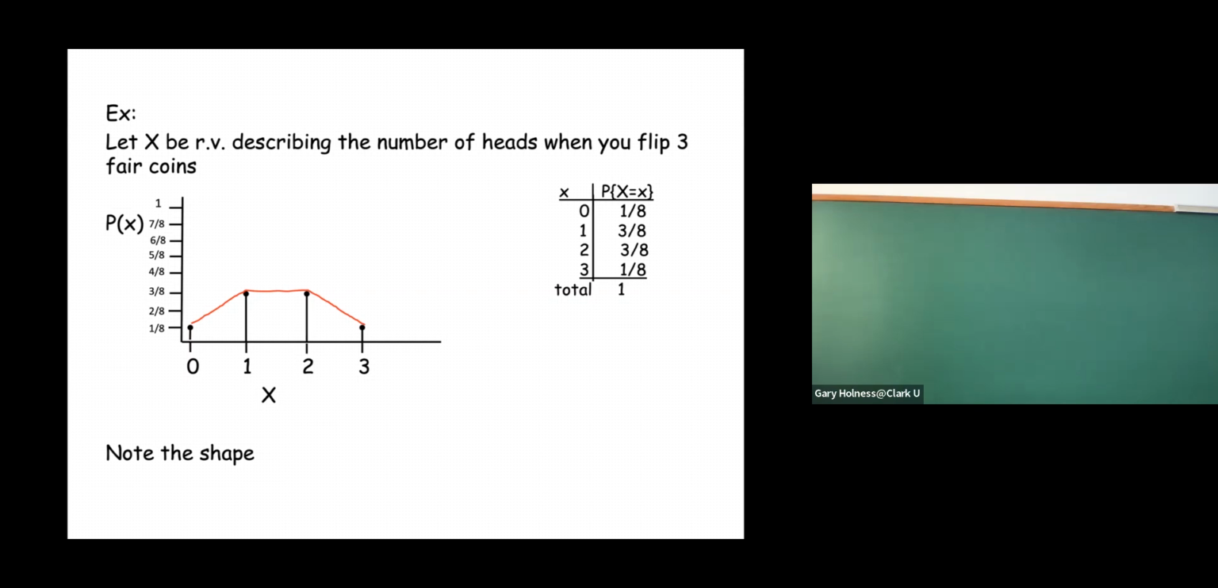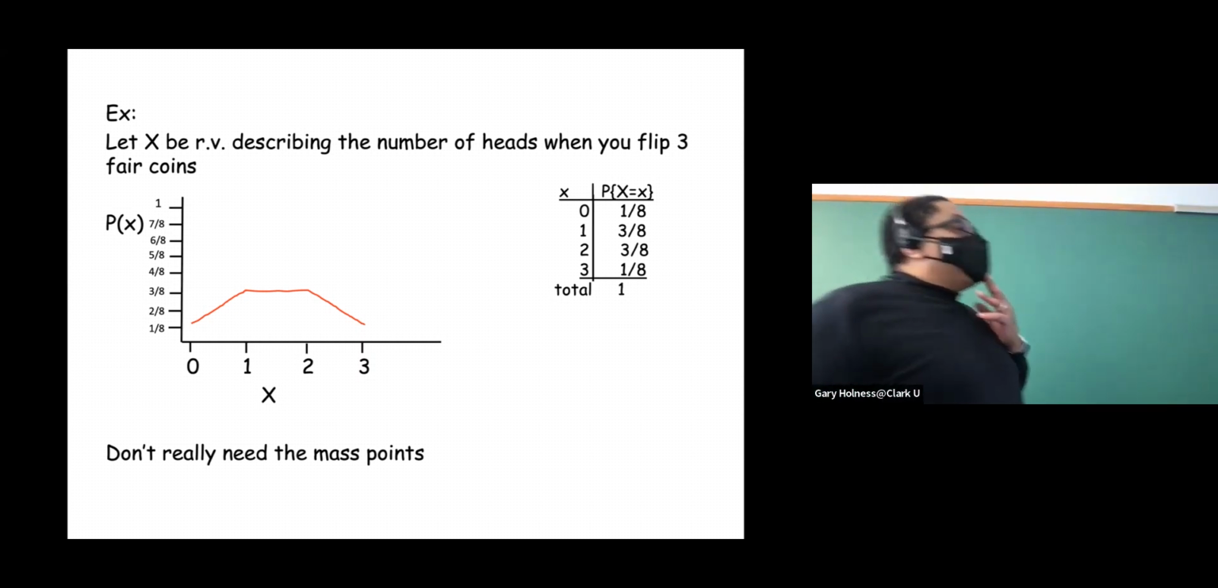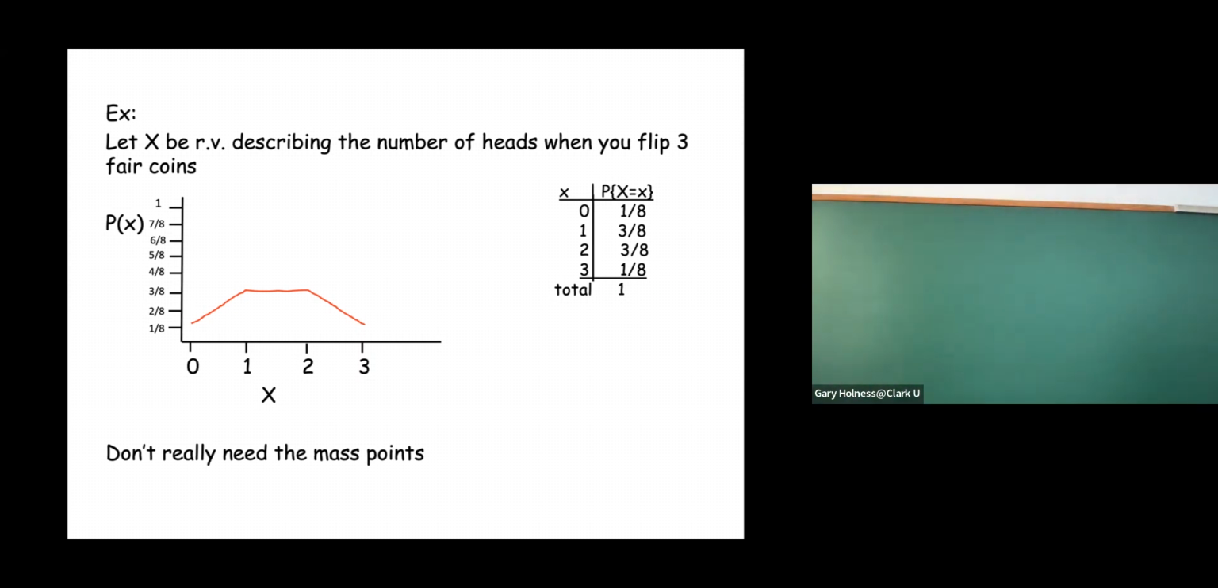And so it's so important that we can ignore the individual mass points and just look at the shape. We know that at the extremes, 0 and 3, in this 3 coin flip system, it has a smaller probability. And in the middle, for 1 heads or 2 heads, we have a larger probability mass. So if you were to wager on this system, you would be more likely to be successful if you chose an outcome in the middle here, because it has higher probability than if you chose the outcome at the extremes.